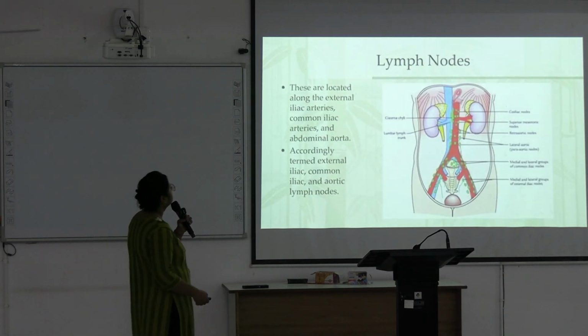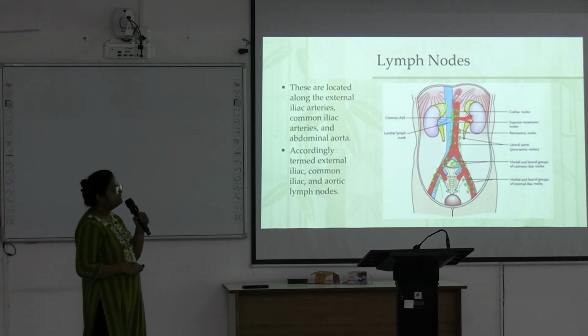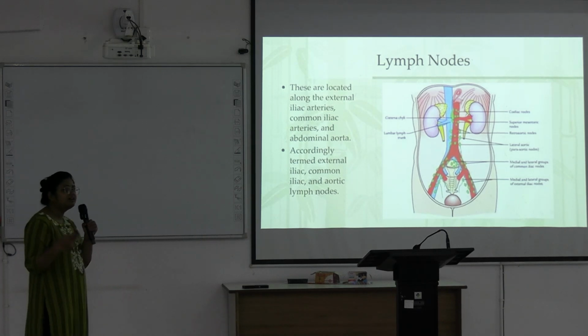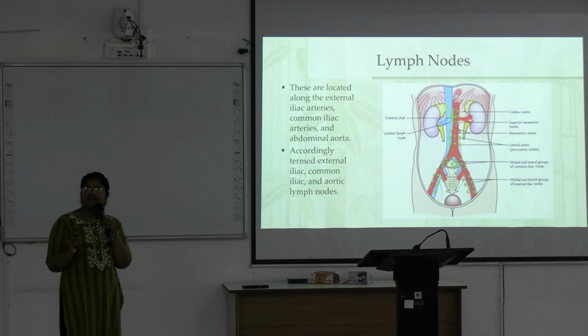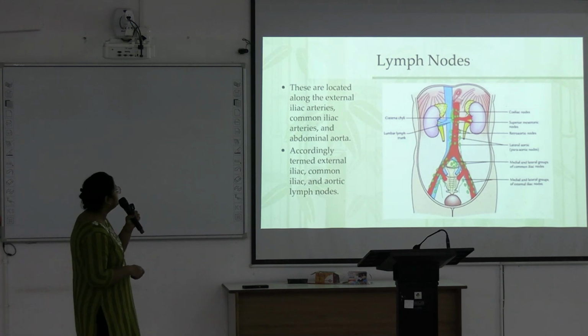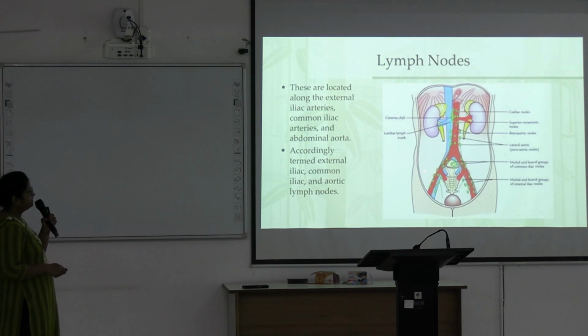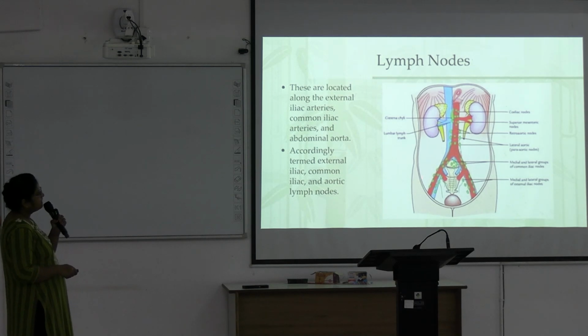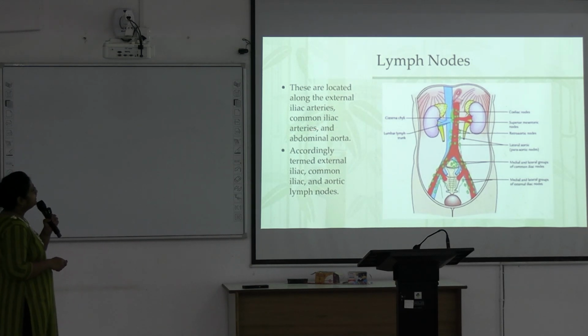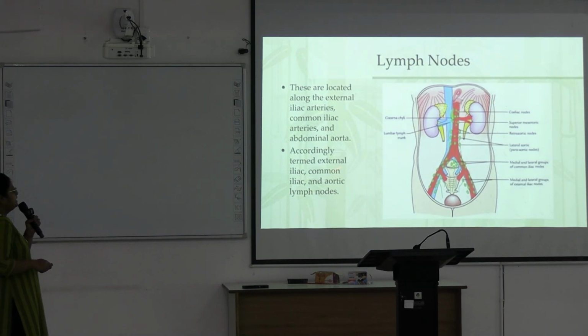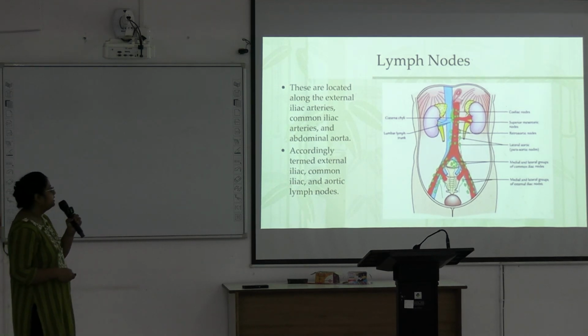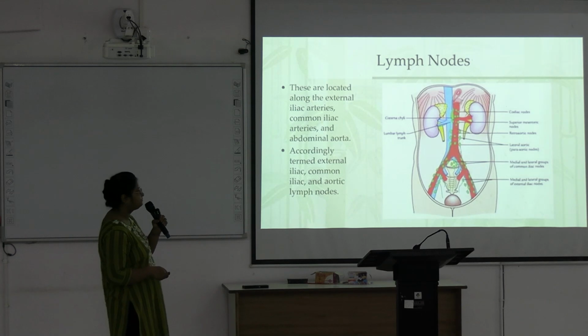Next we go to the lymph nodes. So we have discussed arteries and veins of the posterior abdominal wall. Next we will go to the lymph nodes. These are located along the external iliac arteries. See, this is external iliac arteries, common iliac arteries and abdominal aorta. Accordingly it is termed as external iliac, common iliac, and aortic lymph nodes, according to their locations.